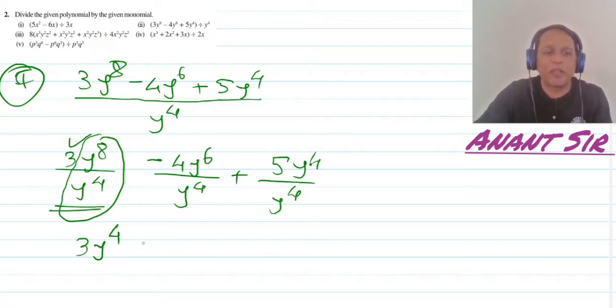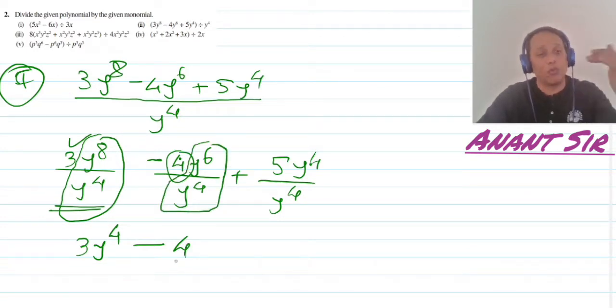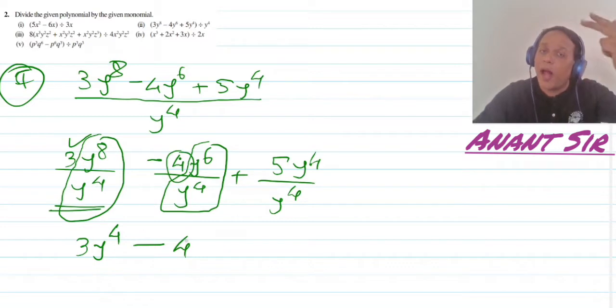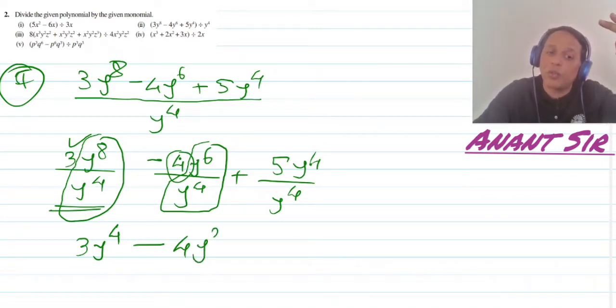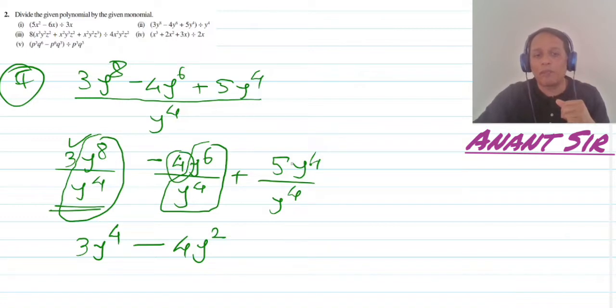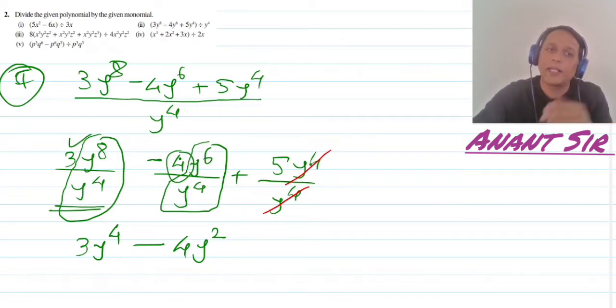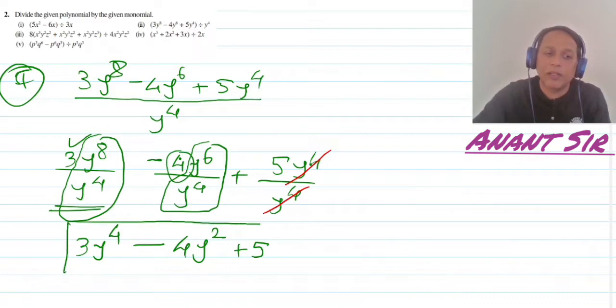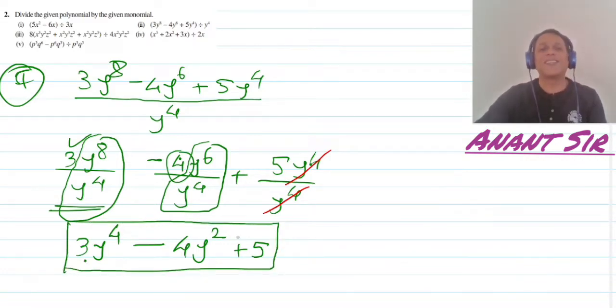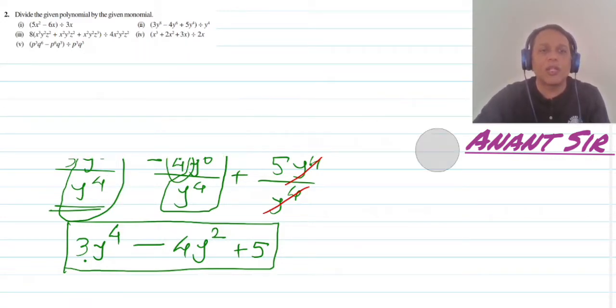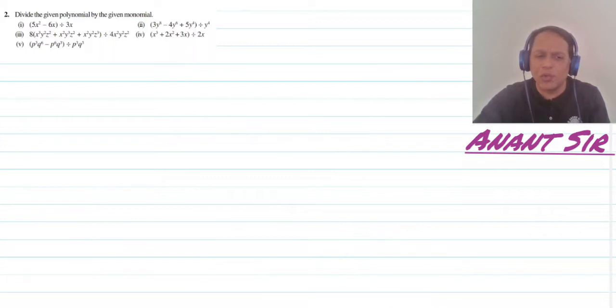Okay. Minus. This 4 will remain again as it is. Now y raised to 6 in the numerator, y raised to 4 in the denominator. So 2 y's are more in the numerator. So you will have 4y raised to 2. Now, in the third term, there are 4 y's in the numerator and denominator, so they get cancelled. So, this is our final answer, plus 5. So, we have this as the final answer, friends. So, let's move on to solve question number 3 now. See, these questions are very easy.